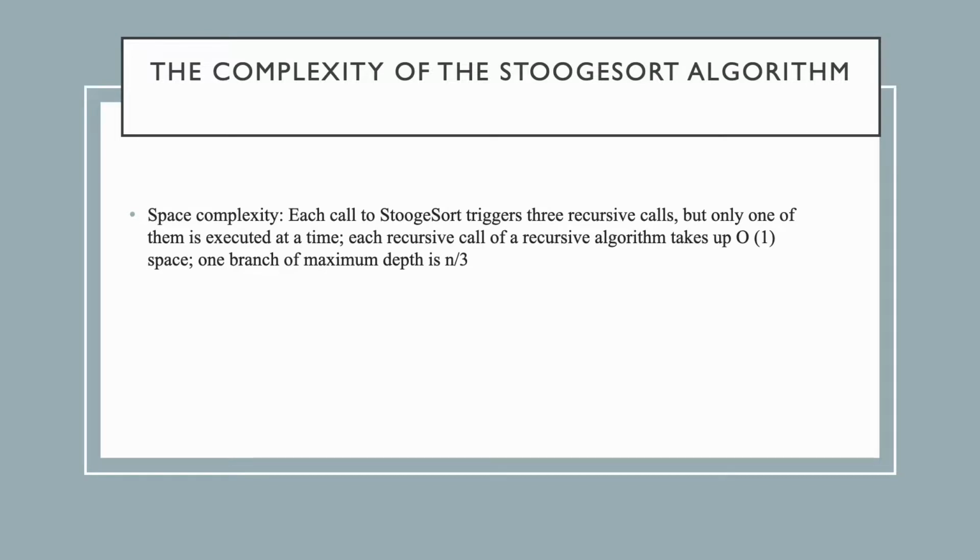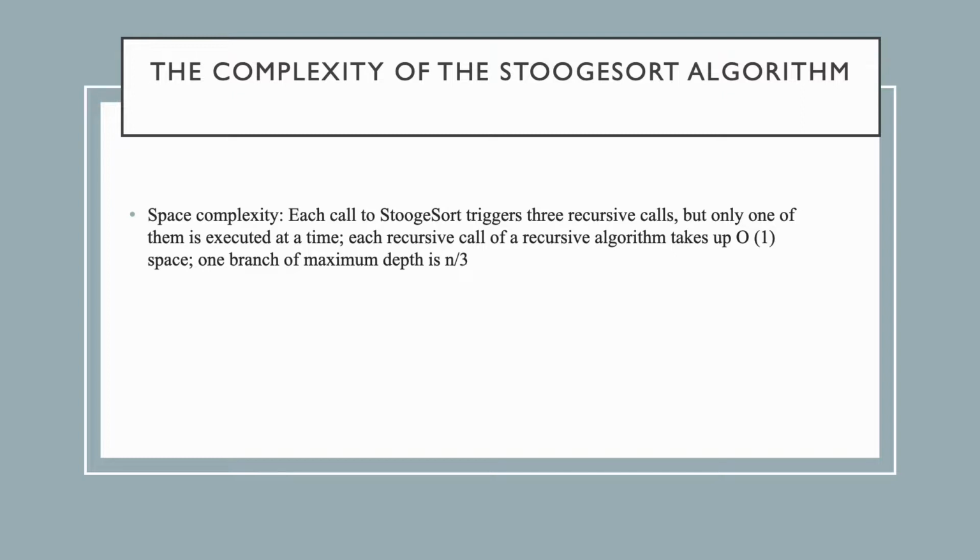Let's take a look at the space complexity. The space in the runtime stack in recursive calls counts as extra space required in Stoogesort. Each call to Stoogesort triggers 3 recursive calls, but only one of them is executed at a time. The first call ends before the second call begins, and the second call ends before the third call begins. Only one branch of the recursive tree is being explored at any given time.